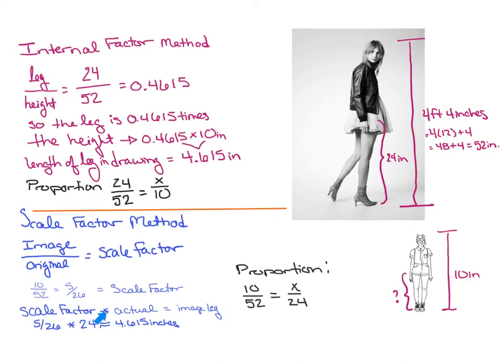Take the scale factor, multiply by the actual length of the leg of 24 inches, and that will give you the length of the image leg. So 5 over 26 times 24 gives us 4.615 inches for the height of our leg. Now, if you wanted to set up a proportion for this, you're going to compare the image to the original for heights, and then the image to the original for leg length.